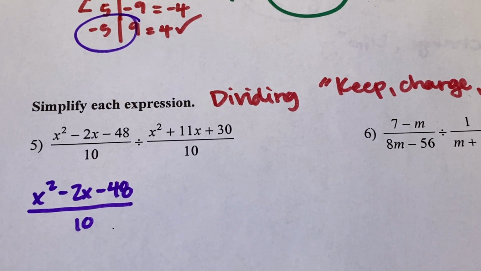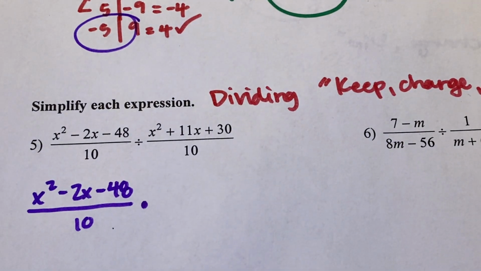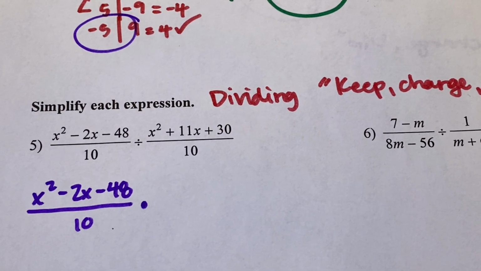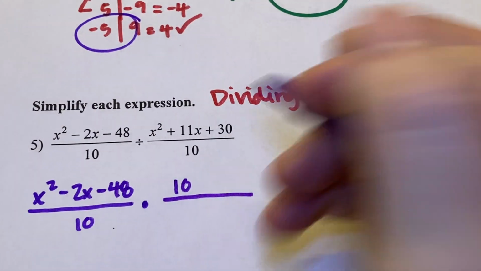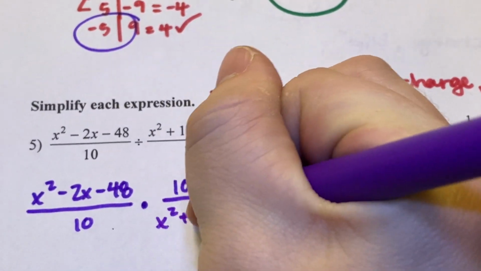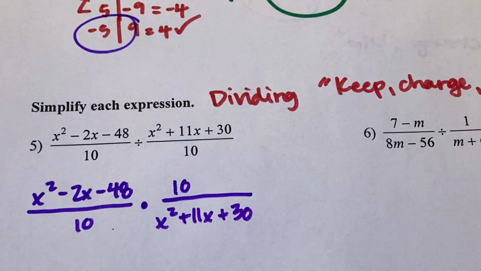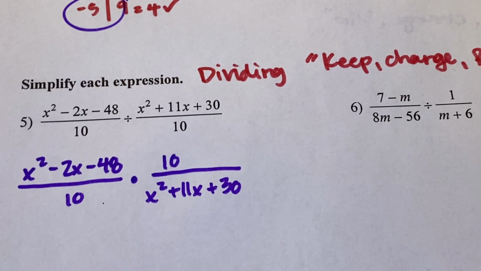Change. We're changing from division to multiplication. So then you just flip, so it'd be 10 over x squared plus 11x plus 30. You got it. So then flip 10 on top now, x squared plus 11x plus 30. You got it. Love it. Keep, change, flip.